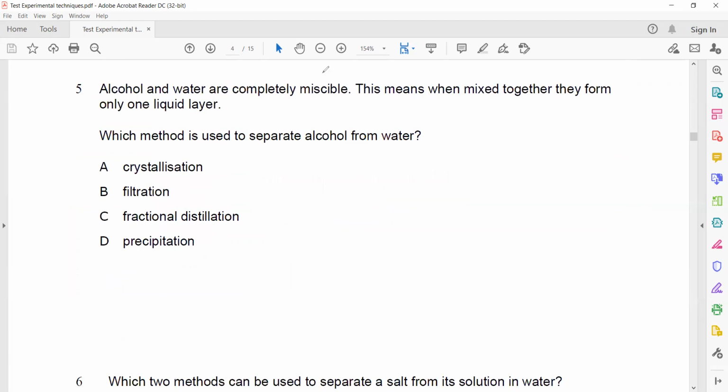Then, alcohol and water are completely miscible. So if two or more miscible liquids are there, which technique do we use? Again, we use fractional distillation. That's why C is the right answer.